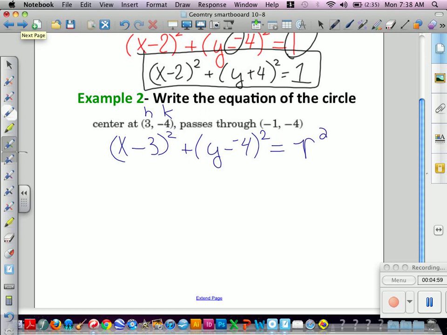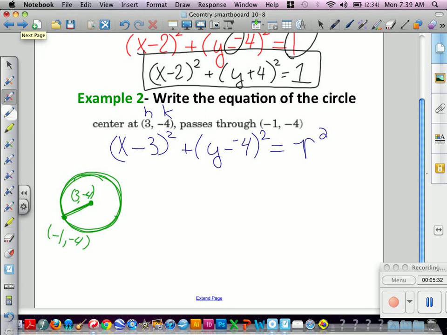I'm going to draw a quick picture here. I'm not going to put it on a coordinate plane or anything like that. I'm just going to draw a sketch. My center is (3, -4), and this circle is passing through, I'm just going to put it down here, (-1, -4). So the circle is passing through that point. Do you see here? There's my radius. So I need to find my radius.